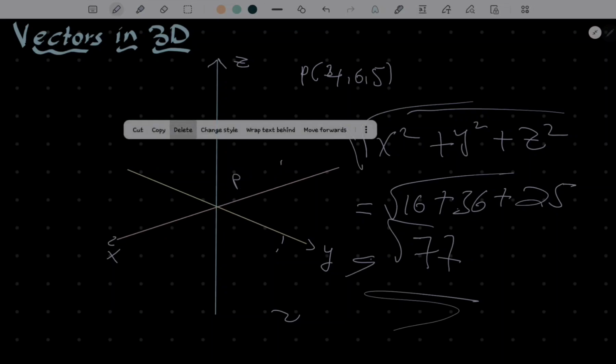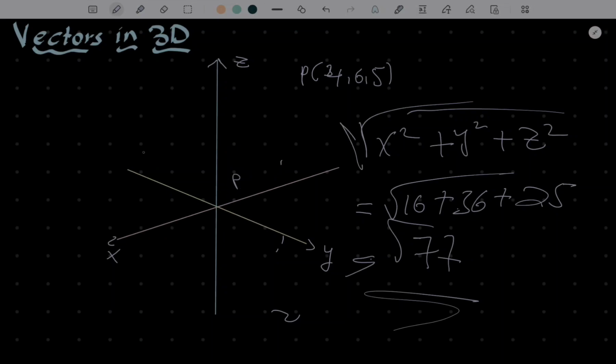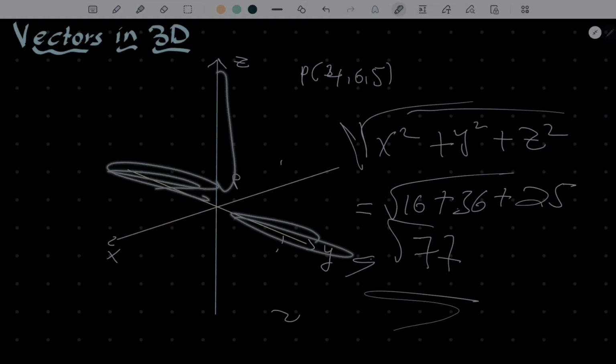This is not one of the axes. So this is the positive x, positive y, positive z, negative z.